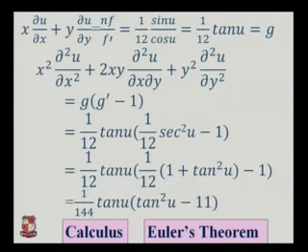So x square del square u by del x square plus 2xy del square u by del x del y plus y square del square u by del y square is equal to g into (g dash minus 1). So 1 upon 12 tan u into (1 upon 12 sec square u minus 1). Sec square u is 1 plus tan square u, so it is 1 upon 144 tan u into (tan square u minus 11). So we can solve this type of question.